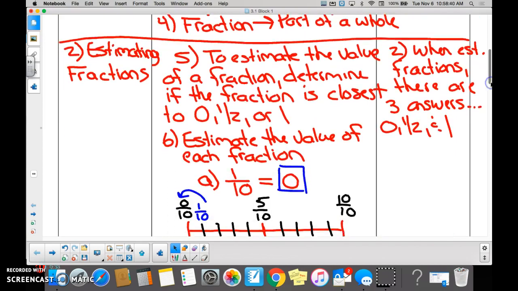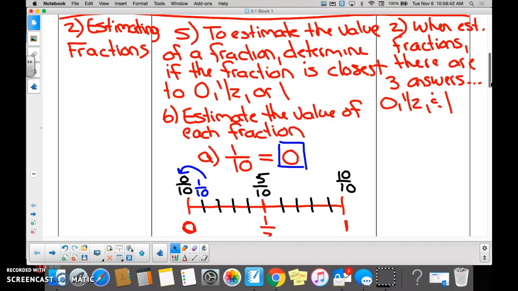And when just giving a fraction, which 2 numbers do fractions live between, you guys? 0 and 1. So when estimating fractions that live between 0 and 1, which is where all fractions live, you have 3 options for an answer. The options are 0, 1/2, or 1. Okay, so then when you got a problem like number 6a, it says estimate the value of each fraction.